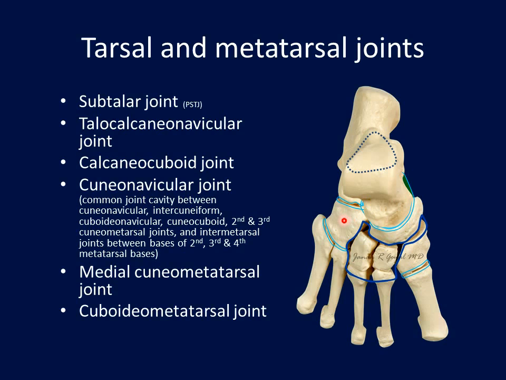The fifth articulation is the articulation between the medial cuneiform and the first metatarsal bone. And the sixth articulation includes the cuboid and the articulation between the fourth and fifth metatarsals, and the intermetatarsal joint between the fourth and fifth metatarsal bones form a continuous single joint cavity.